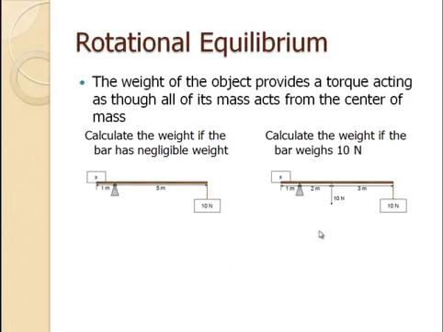Now, most levers have some weight, and that weight must be accounted for. The weight of the object provides a torque that's acting as if it's a weight or a mass hanging from the center of the mass. So, as an example, we'll do two quick questions. One where we assume the bar has negligible weight, like we did in the first video. And second, when we consider what happens if the weight actually does matter.